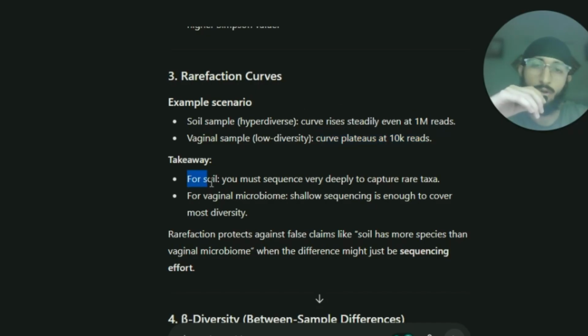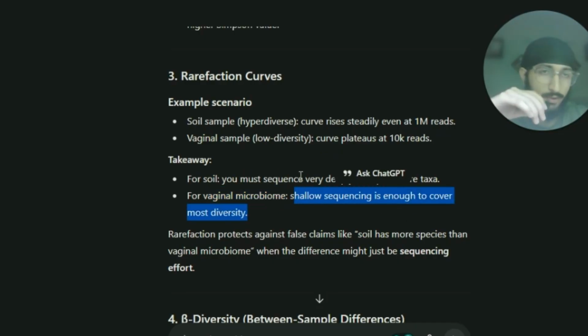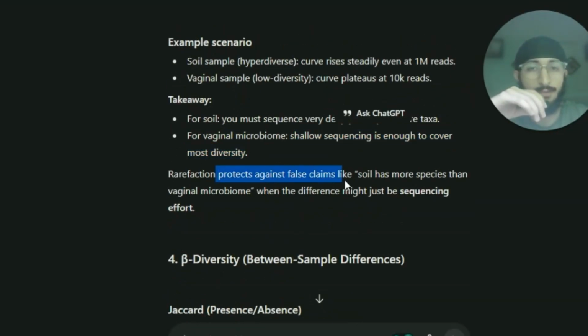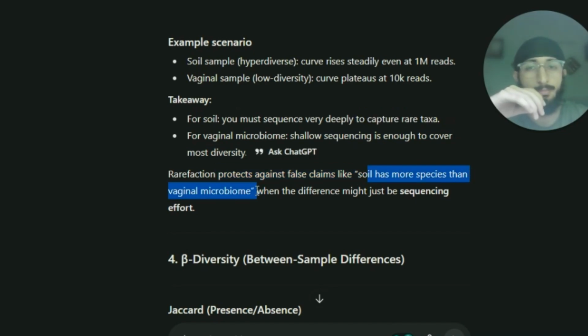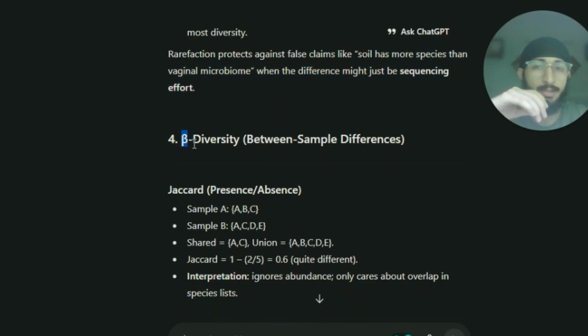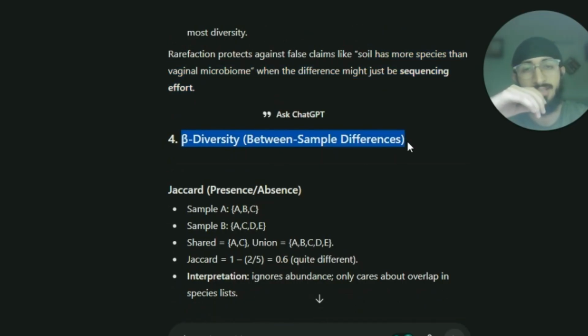So the takeaway is that for soil, you must sequence very deeply to capture rare taxa. For the vaginal microbiome, shallow sequencing is enough to cover more diversity. Now rarefaction protects against false claims like soil has more species than the vaginal microbiome, when the difference might just be sequencing effort. Now, talking about beta diversity, between-sample or inter-sample differences.